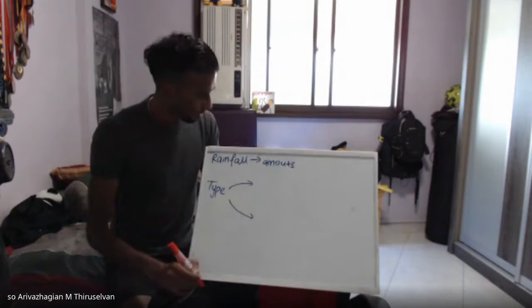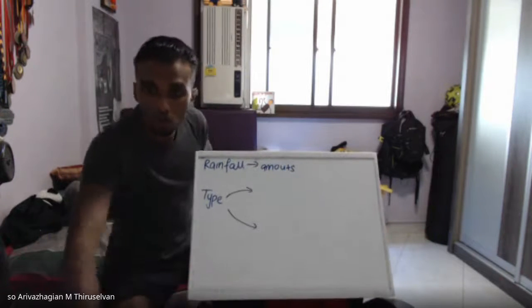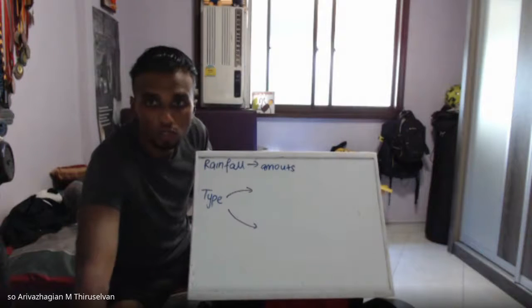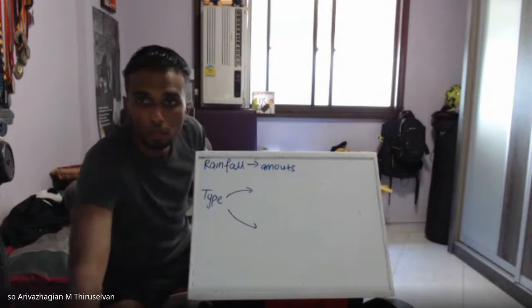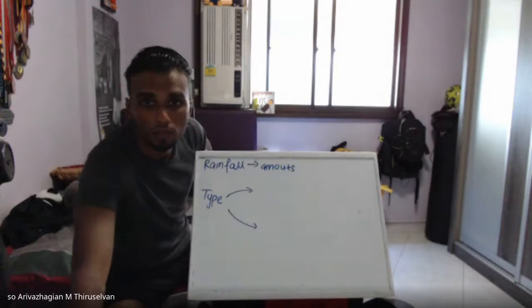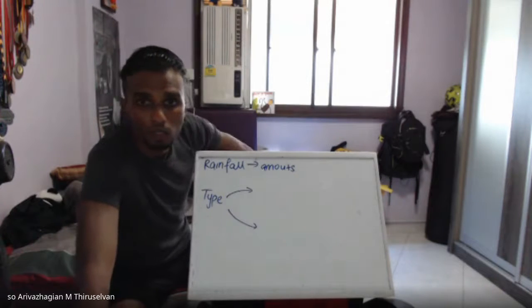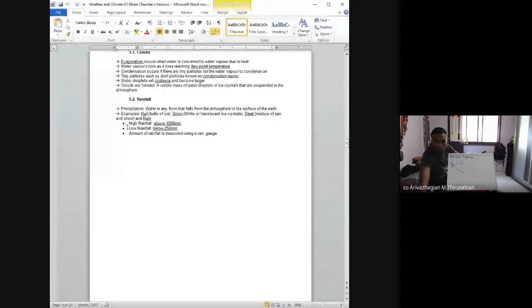Now there is one section of your notes before I start on the types of rainfall. Right before the types, they show you one section which talks about amount of rainfall. How do you classify amounts of rainfall? Let me show you that portion first. So I'm referring to this portion.